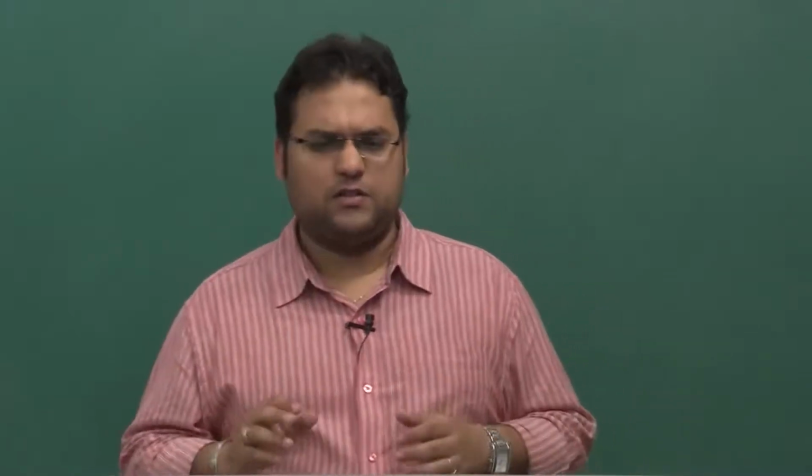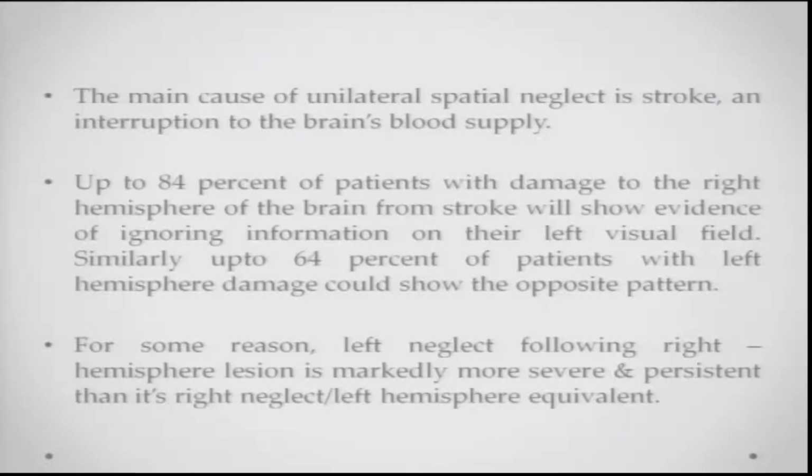Now, the main cause of unilateral spatial neglect is a stroke or hemorrhage, which is an interruption to the brain's blood supply. Up to 84% of patients with damage to the right hemisphere of the brain from stroke will show evidence of ignoring information on the left side of their visual field. Similarly, up to 64% of the patients with damage to the left hemisphere could show the opposite pattern. They will start ignoring information on the right side. For some reason, it has been shown that the left neglect following right hemisphere damage is markedly more severe and persistent than right neglect following left hemisphere damage, probably because the right hemisphere still does some of the remaining processing.